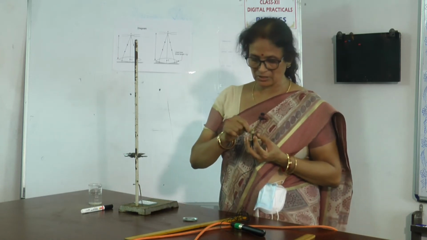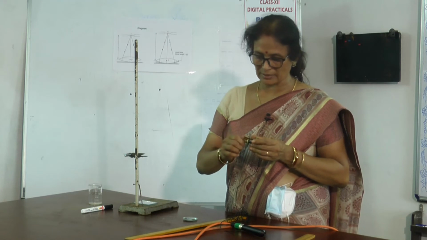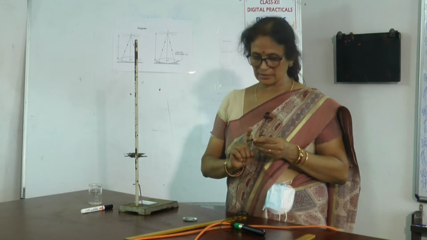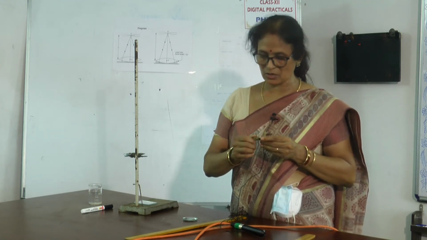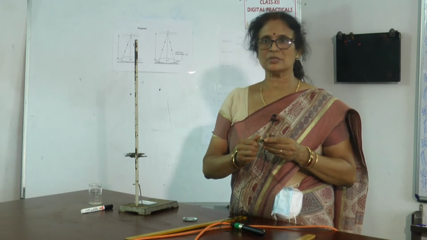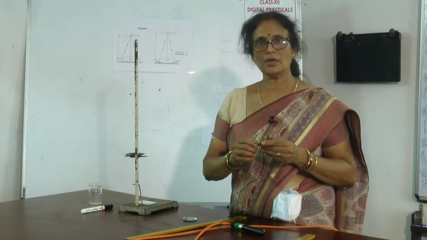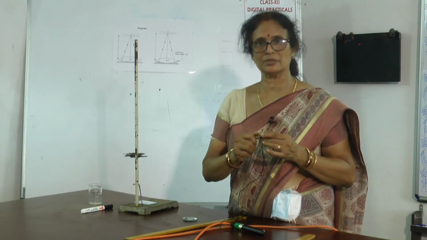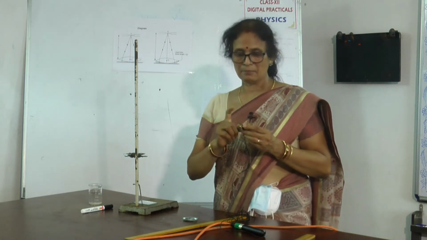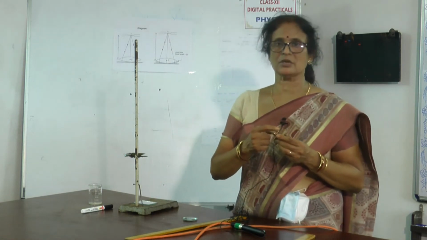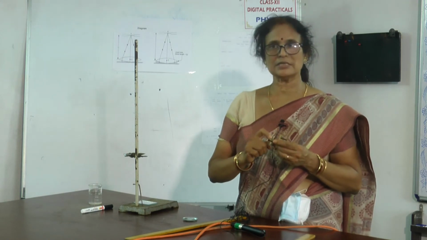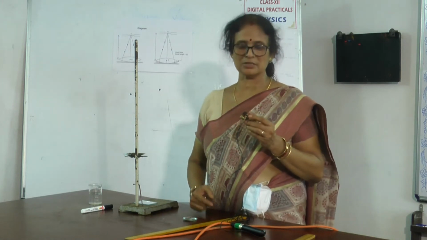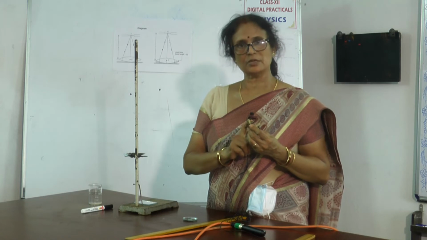So 1 division is equal to 0.1 centimeter. There are 100 divisions on the circular scale, and when you rotate it once, it covers 1 division along the main scale. So the pitch of the screw is the linear distance covered due to one complete rotation of the circular scale. That means 0.1 centimeter. The least count is the pitch divided by the number of divisions on the circular scale. So pitch 0.1 centimeter divided by 100, that is 0.001 centimeter, is the least count of the spherometer.